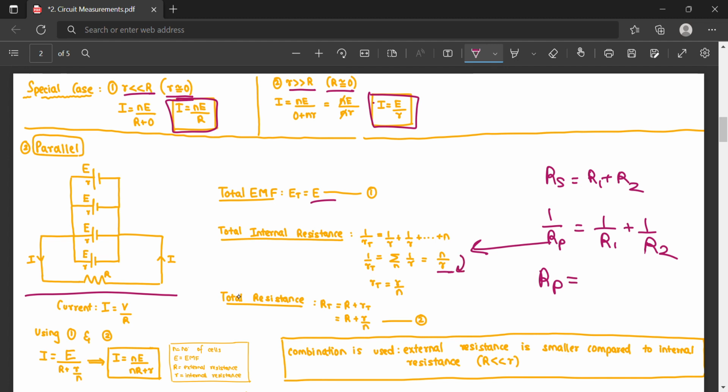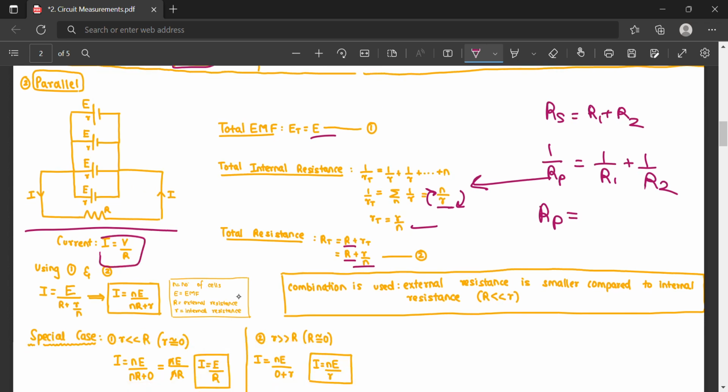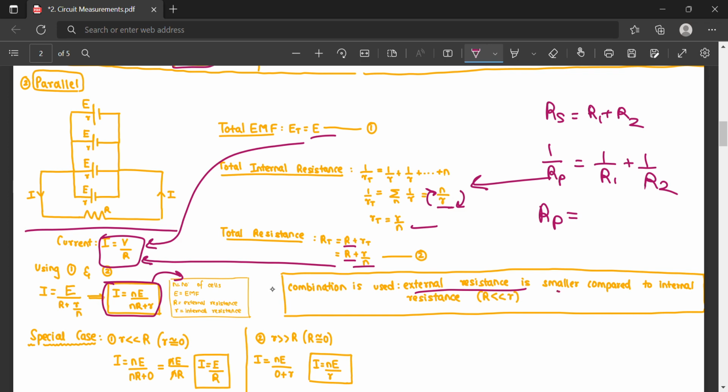So it would now be r by N, and total resistance would be capital R plus r by N. Using Ohm's law, we'll substitute the value of E as here and total resistance as here, on which further solving would give us NE upon NR plus small r. Now when is this combination used? This combination is used when external resistance is smaller compared to internal resistance.